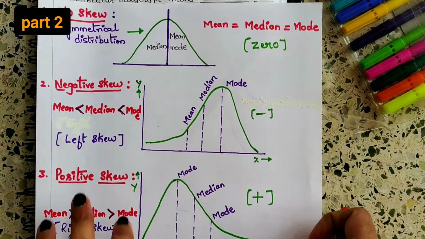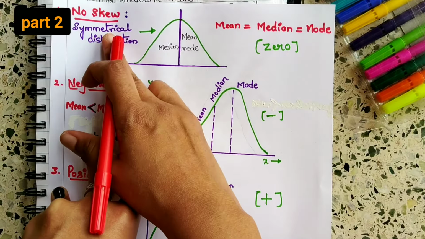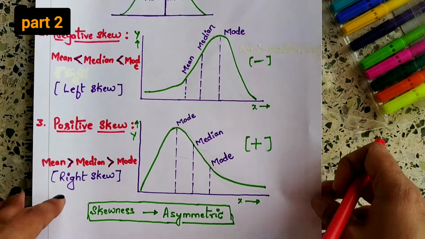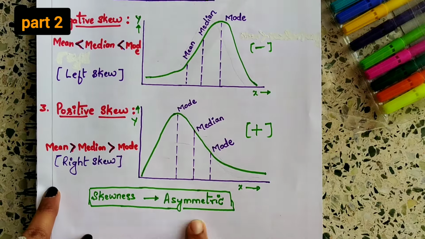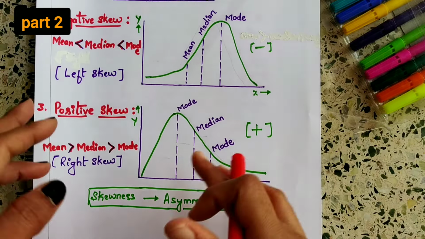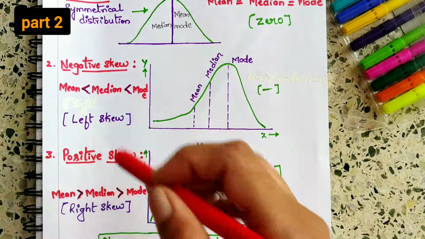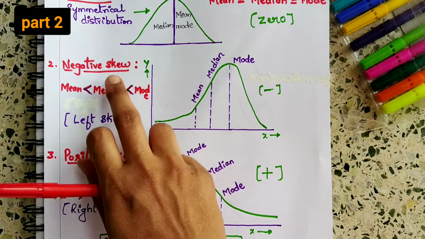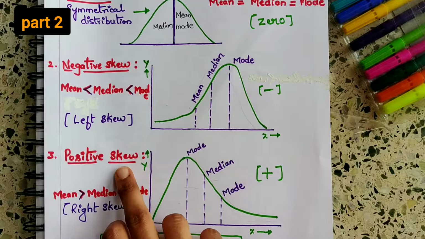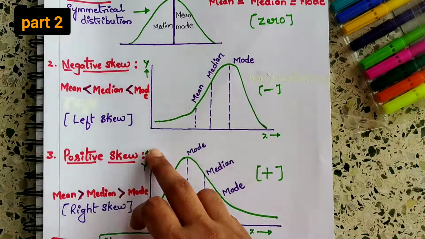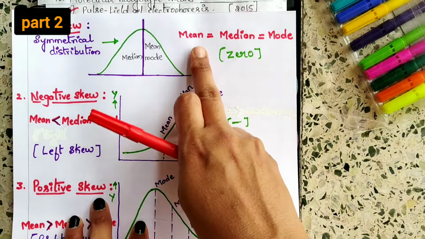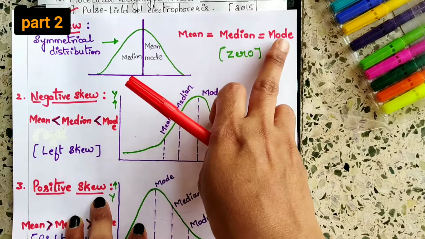If there is no skewness, that is a symmetric distribution. If there is skewness, that means it is an asymmetric distribution. So here there are two types of skew, that is negative skew and positive skew. And if there is no skew, in that case the mean equals the median, and the median equals the mode.